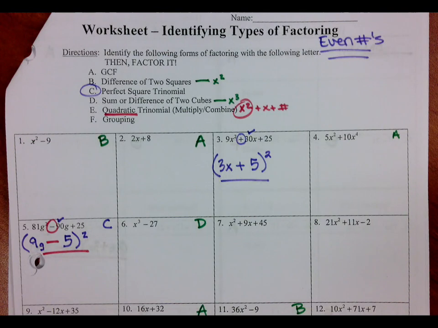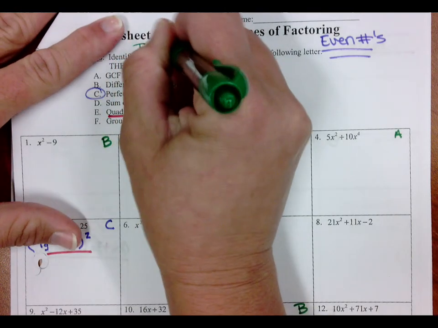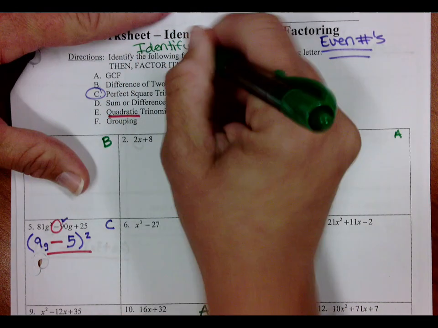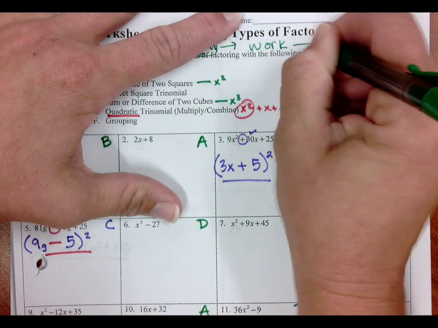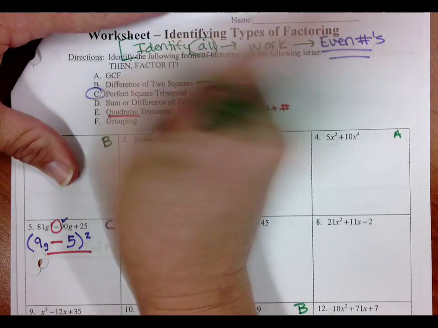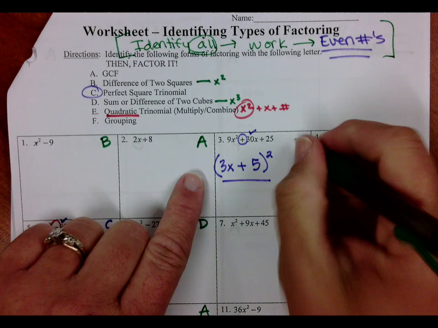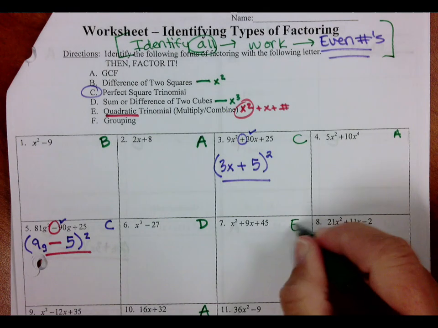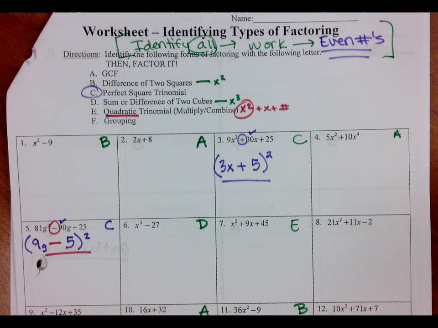I think we should identify all and finish working out evens. So identify all. They should all have a letter by them. Does that make sense? And then actually work or factor just the evens. Did everybody hear that? So I need a letter by all of them. Okay, this was a perfect square trinomial. So they all get a letter, but then only the evens are going to get finished.